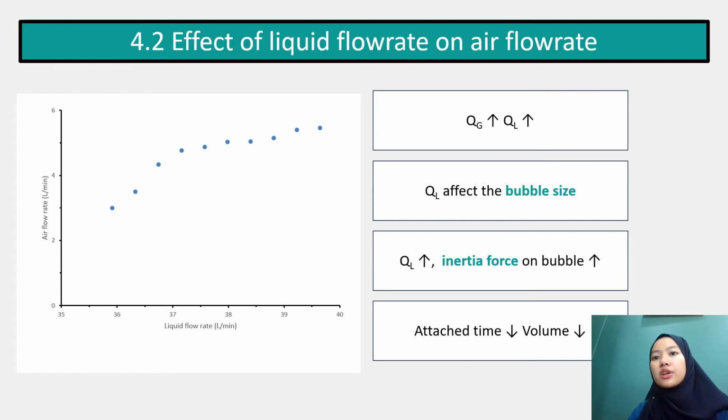Alright, now the effect of liquid flow rate on air flow rate. As we can see from the graph, QG increases as QL increases. This is because as the liquid discharge increases, the inertial force acting on the bubble also increases. This causes the bubble to have a shorter attach time to the gas inlet, which makes the size of the bubble smaller and the interfacial area bigger. Thus, the QG increases at higher liquid flow rate.